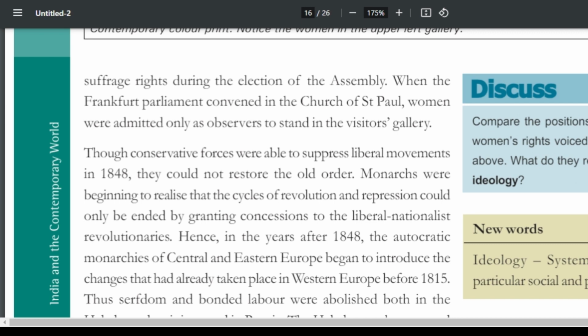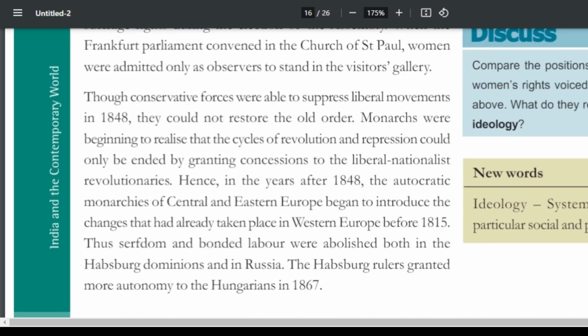Though conservative forces were able to suppress liberal movements in 1848, they could not restore the old order. Monarchs were beginning to realize that the cycles of revolution and repression could only be ended by granting concessions to the liberal nationalist revolutionaries. Hence, in the years after 1848, the autocratic monarchies of Central and Eastern Europe began to introduce the changes that had already taken place in Western Europe before 1850.